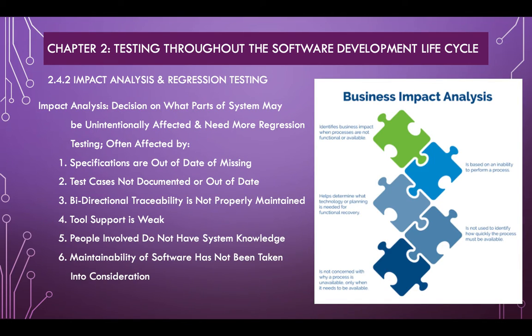Impact analysis and regression testing. Impact analysis is the decision on what parts of the system may be unintentionally affected and need more regression testing. It's often affected by specifications that are out of date or missing, test cases not documented or out of date, bidirectional traceability is not properly maintained, tool support is weak, people involved do not have system knowledge, and maintainability of software has not been taken into consideration.